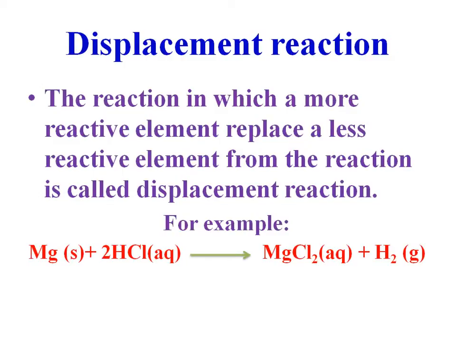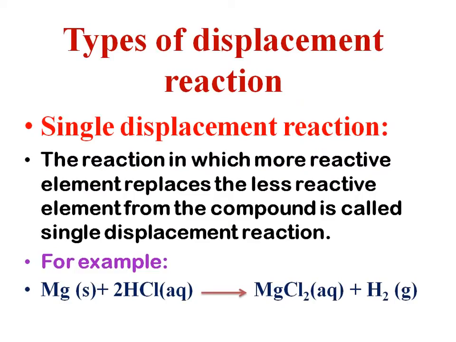Now we come to the next, the displacement reaction. Displacement, as the name suggests, means to substitute somebody. In this reaction, the more reactive element displaces the less reactive element from a compound. For example, magnesium, when reacted with HCl, hydrochloric acid, displaces the hydrogen from the HCl and forms magnesium chloride, and hydrogen is evolved in the form of gas. So this is an example of a displacement reaction.